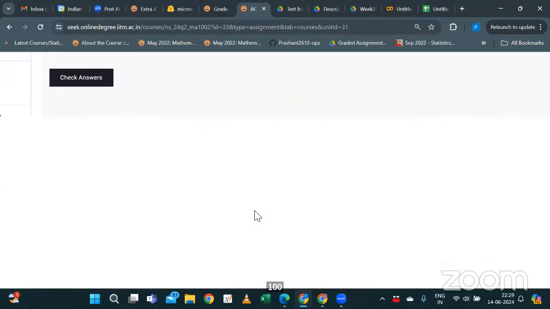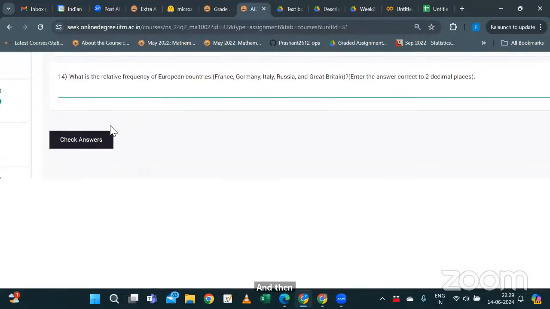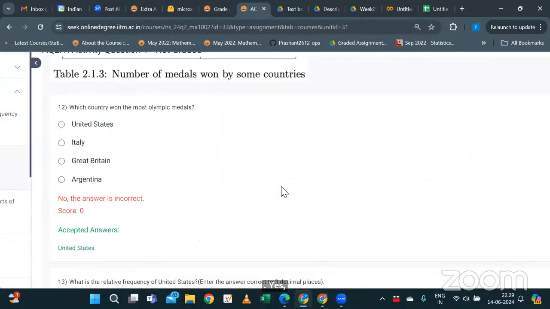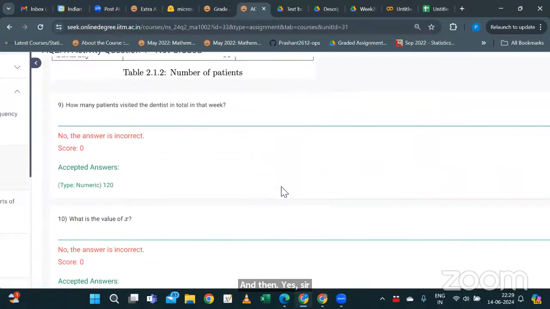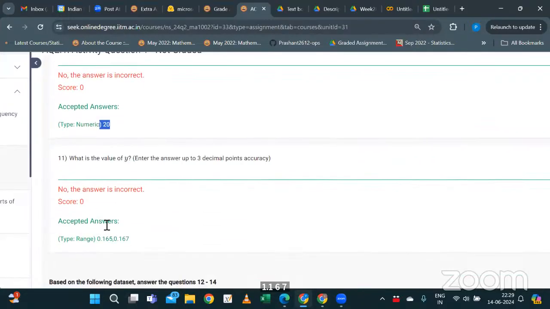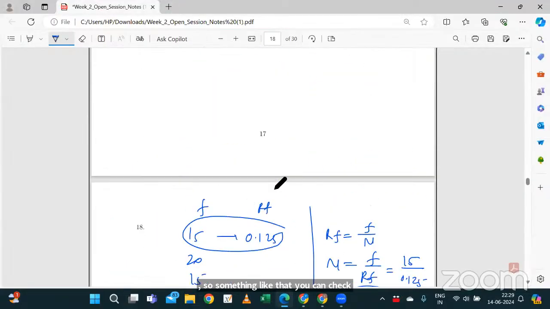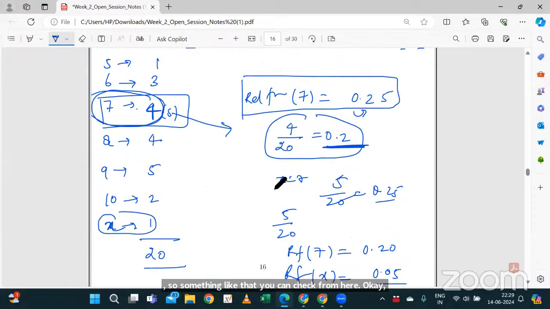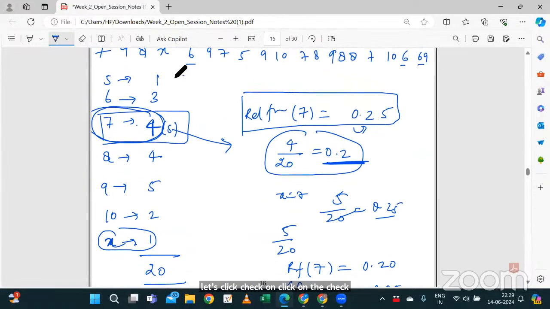Okay, let's click on check answer. Okay, I got something from here. Maybe I can explain. Now you can see, 120 is the total, 20 and 0.16. Okay. So for the previous question, I got one trick from here. Let's see, what is the total?